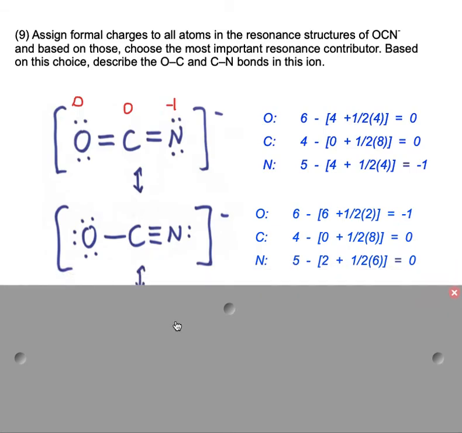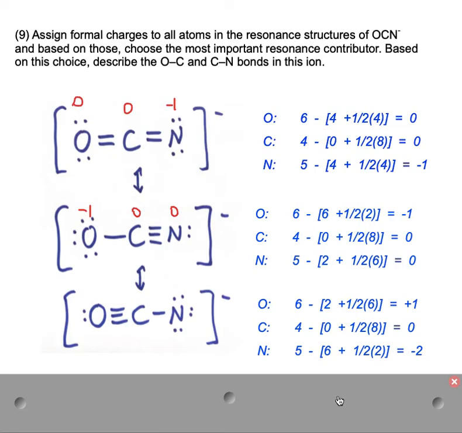In this resonance structure, now I have a carbon-oxygen single bond and a carbon-nitrogen triple bond. I've simply shifted the electrons around. I still have 16. Everyone's octet is satisfied. Going through the formal charge calculations, now we'll see oxygen has a negative formal charge, -1. Carbon has a formal charge of 0. Nitrogen has a formal charge of 0. If you want to pause the video and look at my calculations over here, please do so to see how we came up with those formal charges.